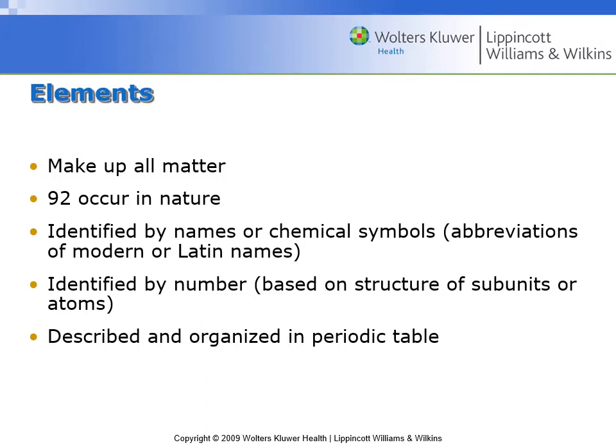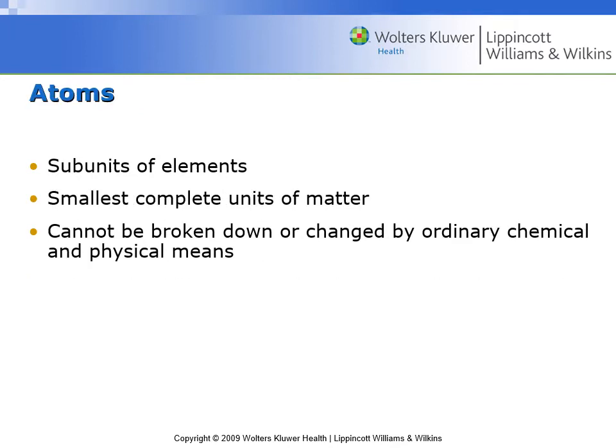Back to the elements. It's identified by number and is described and organized in what is known as a periodic table. For our purposes, we don't have to get into the periodic table, just know its existence. Now, atoms. So we talk about elements. Now we move to atoms, and these are the subunits of elements. So you have elements, right? The elements are found in the periodic table, and now the subunits of these are the atoms. They're the smallest complete units of matter, and they cannot be broken down or changed by ordinary chemical and physical means.